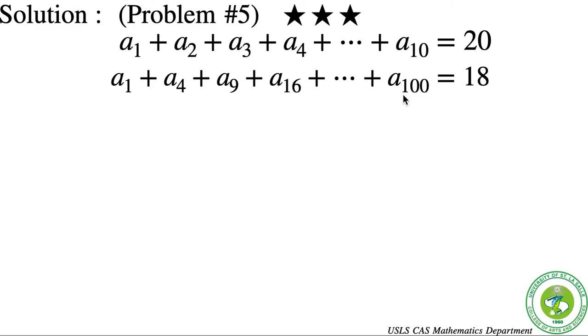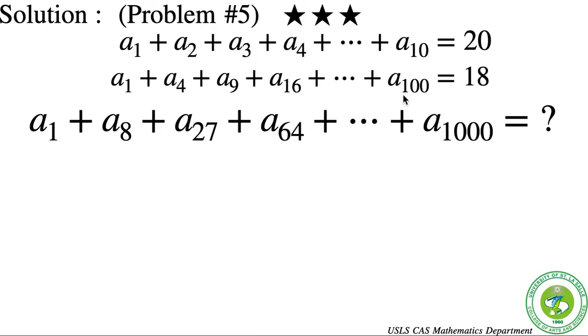This leads us to compare with our third sequence, the one whose value we want to get. Its indices are composed of the perfect cubes. So we have a sub 1, that's 1 cubed, a sub 8, that's 2 cubed, a sub 27, that's 3 cubed, a sub 64, that's 4 cubed, and so on until 10 cubed, which is 1000. Again, this sequence is only composed of 10 terms, since they're perfect cubes, and 1000 is the 10th perfect cube.